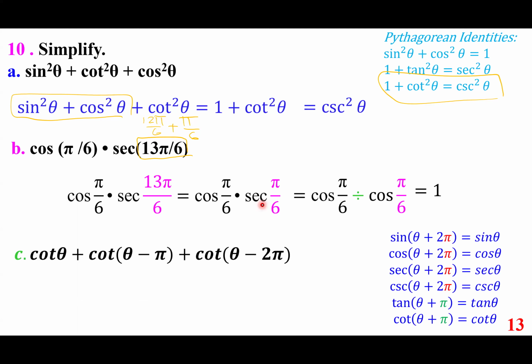All right, what about this one? Well, it's fairly simple. Cotangent theta doesn't change because the period for tangent and cotangent is pi. By the way, I add pi or I subtract pi. I add 2 pi here or I subtract, makes no difference because it's really 2k pi. And so this one is cotangent, this one is cotangent also. So you have 3 of them, and the final answer is 3 cotangent theta.